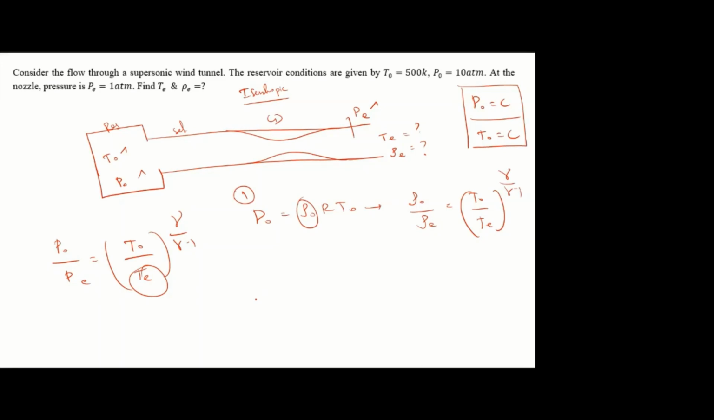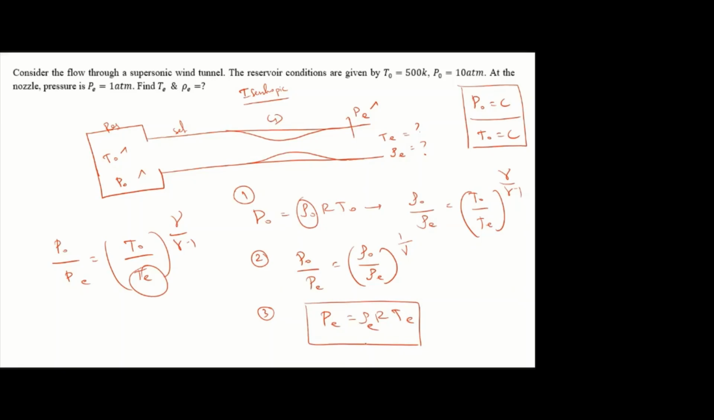We have P naught by PE, so we can use the rho naught and P naught relation easily. So the second method you are telling is P naught by P equals rho naught by rho E power 1 divided by gamma, I think. Okay, this is the second method. Any other method? Sir, P is equal to rho R TE. Good. This is the simplest method.